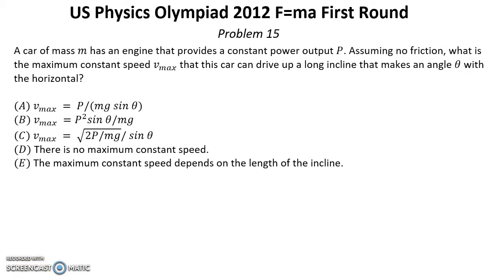Problem number 15. A car of mass M has an engine that provides a constant power output P. Assuming no friction, what is the maximum constant speed V maximum that this car can drive up a long incline that makes an angle theta with the horizontal.